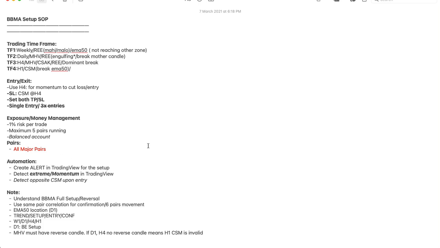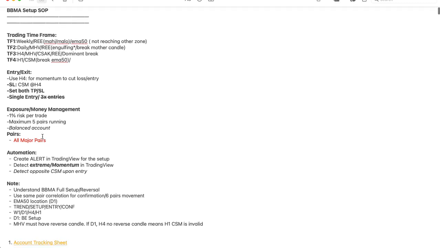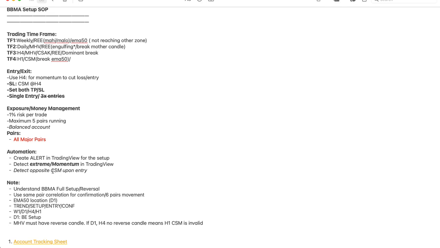Okay, we will review our BBMA Setup SOP first. We trade with 4 time frames: weekly, daily, H4 and H1. Our entry and exit will be on H4, which sets TP and SL for our trade, and we use single entry for each of the setups. We only use 1% of the account for each trade, and if we have setups, we only let 5 pairs running at the same time. We also use TradingView for our automation. As you can see later, we set alerts to wait for the setup.